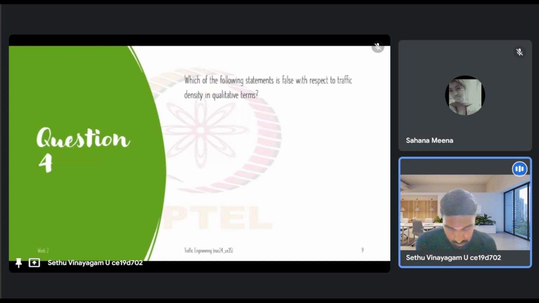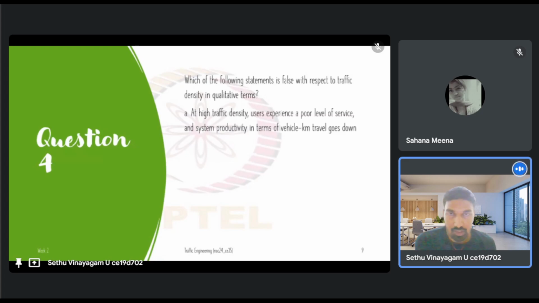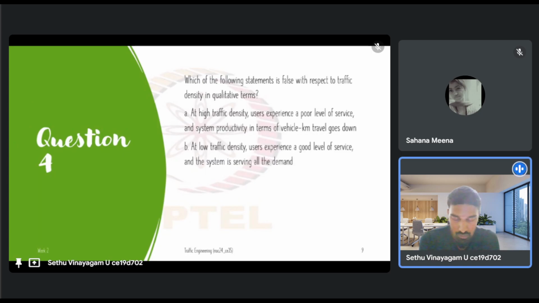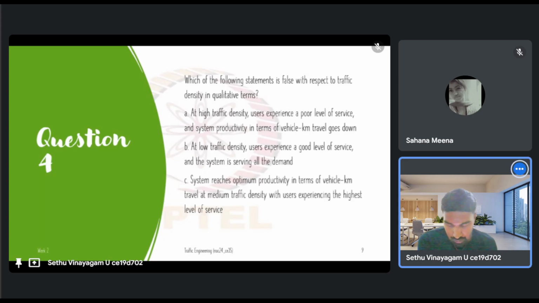Okay, question number 4 is again, which of the following statements is false with respect to traffic density in qualitative terms? A: at high densities, users experience a poor level of service and the productivity in terms of vehicle kilometers goes down. B: at low density, users experience good level of service and the system is serving all the demand. C: system reaches optimum productivity in terms of vehicle kilometers travel at medium density with users experiencing highest level of service. And D is none of these.